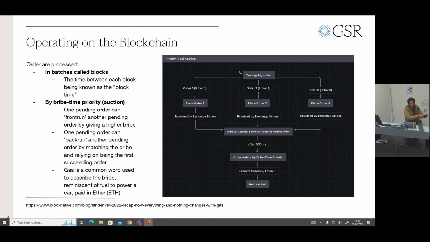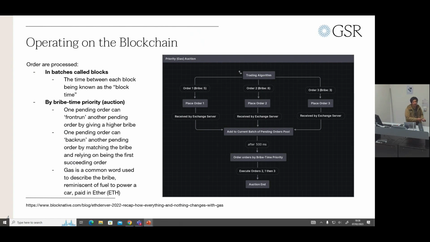As the name suggests, first of all, the blockchain processes transactions, these different orders, in batches that are called blocks, hence the name blockchain. Very much the window of time that you get in order to submit your order for it to be put in the next block is what we call a block time.